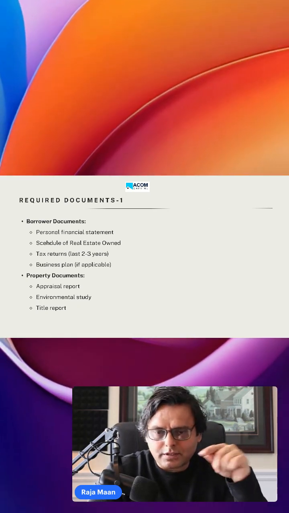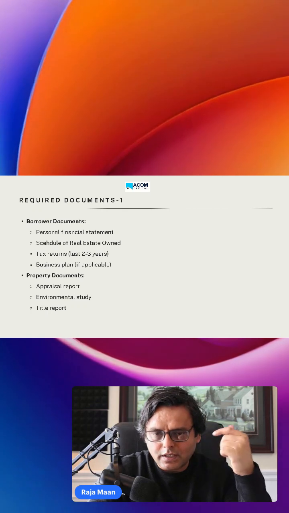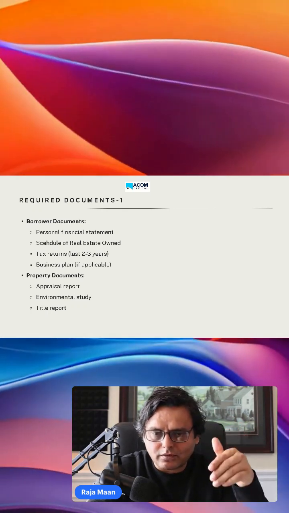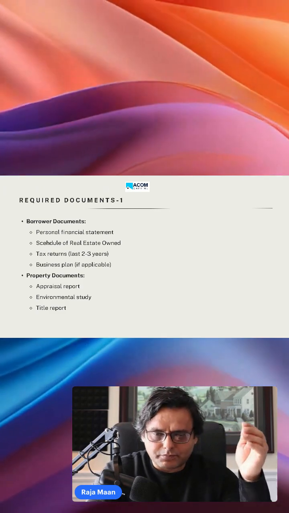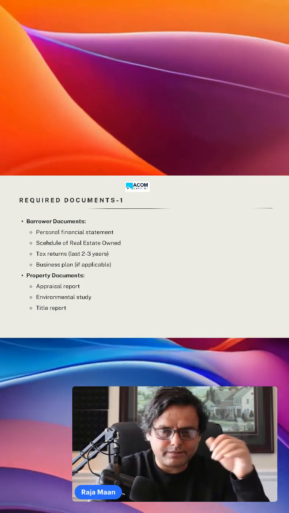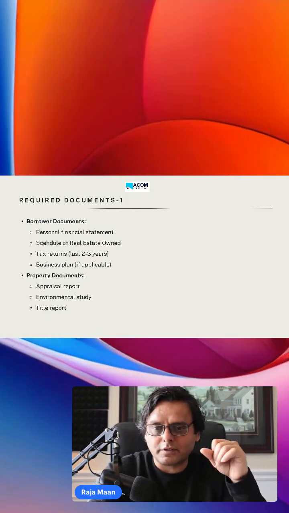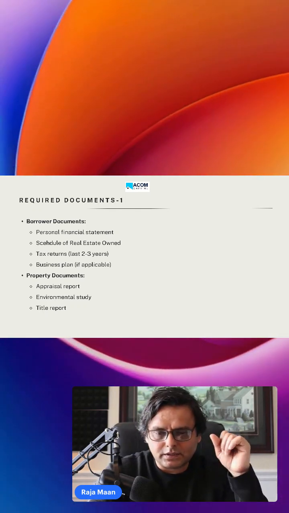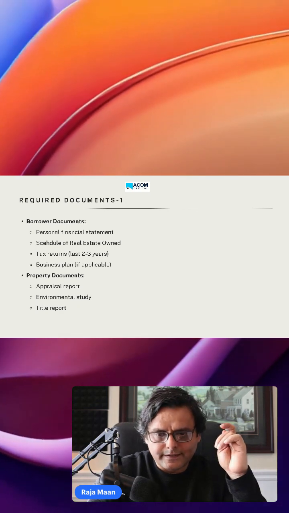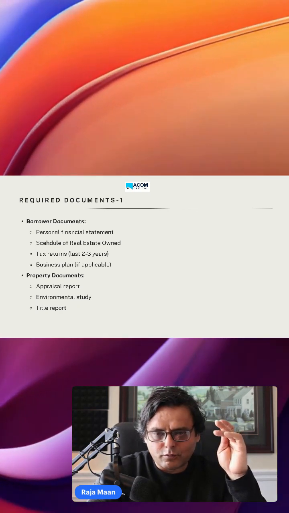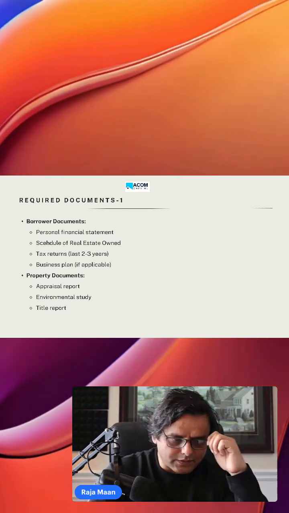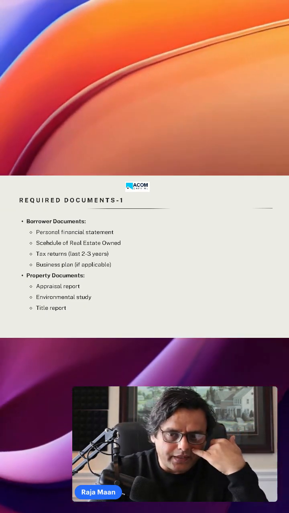But for now, we're just going to do it briefly, like the schedule of real estate owned. How much did you pay for the property when you purchased the land? How much money did you spend on the property? And what was the sale price? So we want to see the profitability of your previous projects. If you were not a profitable builder, that is going to make a challenging situation for us, because what are the chances you're going to make it profitable again? So we want to hear the story.